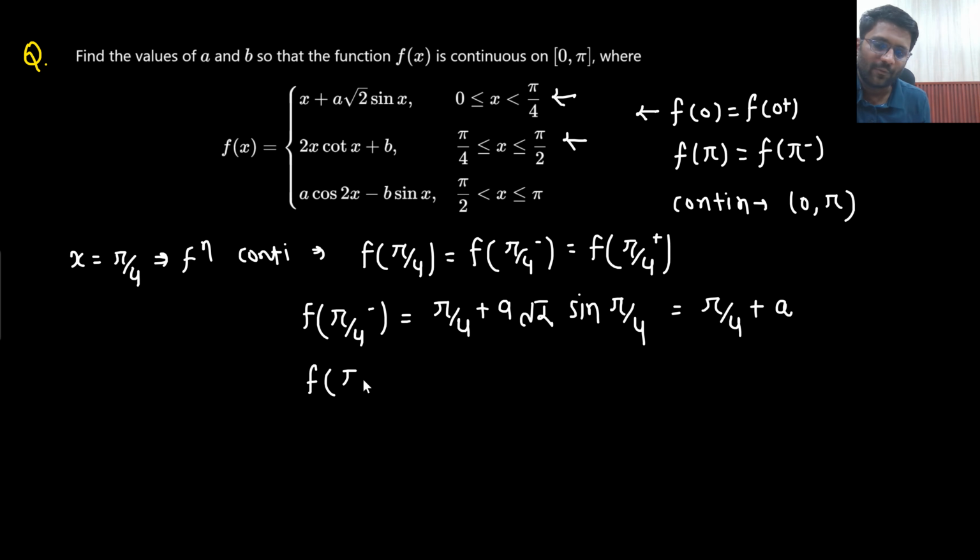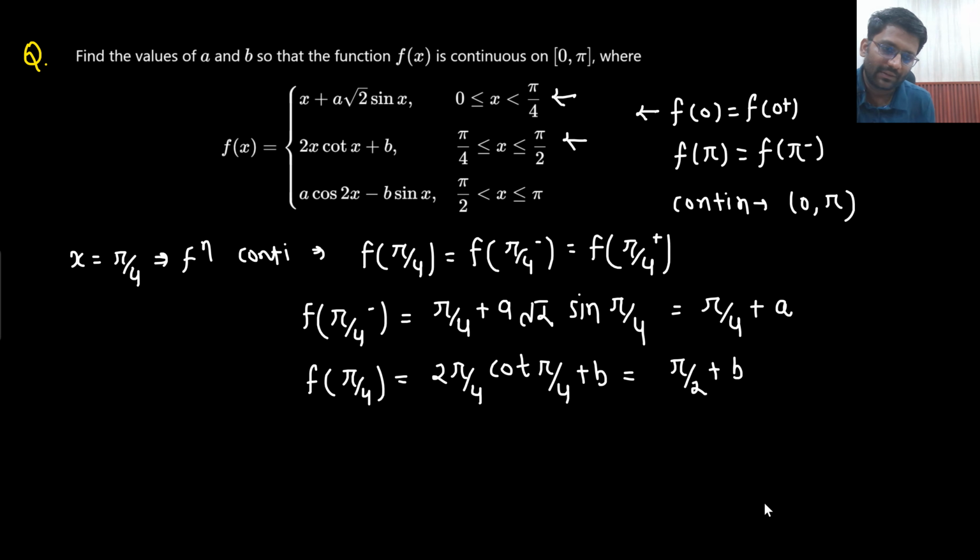And what will be the value of f of pi by 4? That will follow this particular function. So 2 into pi by 4 multiplied with cot pi by 4 plus b. Cot pi by 4 is 1. So pi by 2 plus b. That's the answer we are getting. Is that clear to you? Here you put pi by 4, so this will become pi by 2. Cot pi by 4 is 1, so pi by 2 plus b.